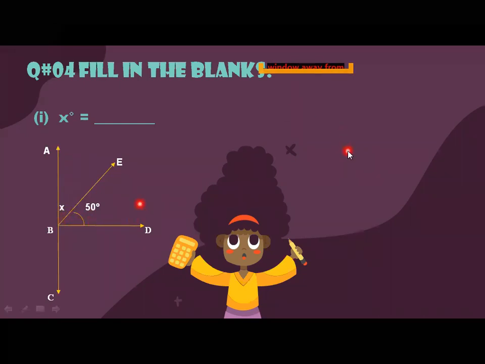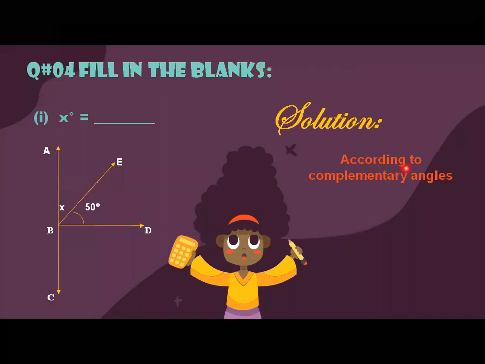Okay, so how will you write it? First you will write down the heading of solution. Then you will write the postulate, that is, according to complementary angles. Now according to complementary angles, if you add this x and 50, your answer should be equal to 90 degrees. So you will write down that x plus 50 degrees is equal to 90 degrees.